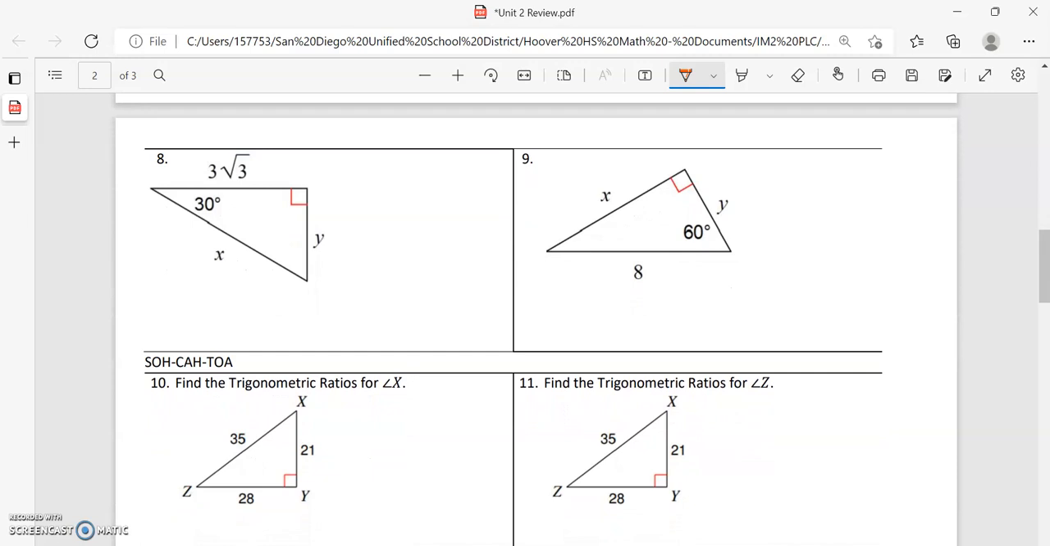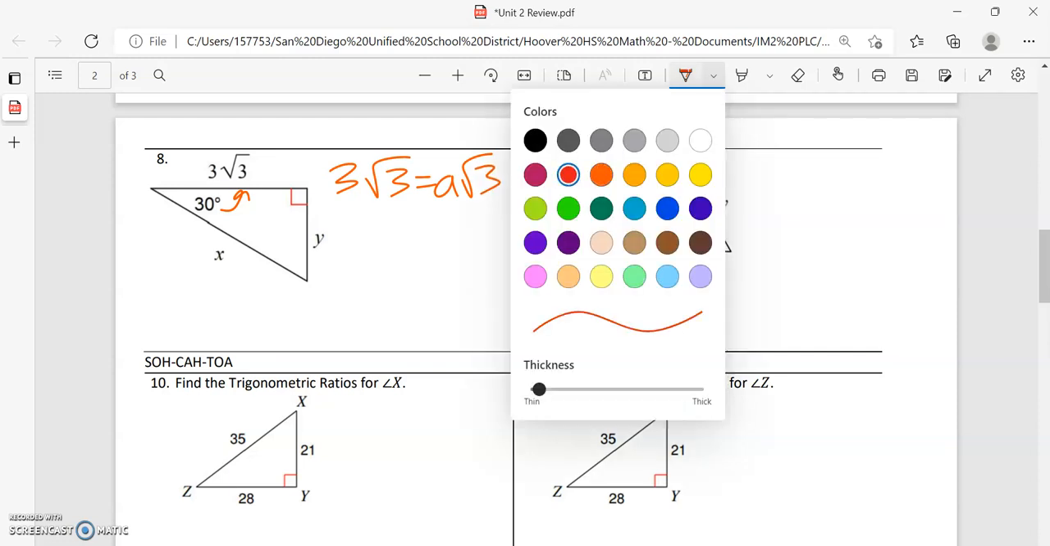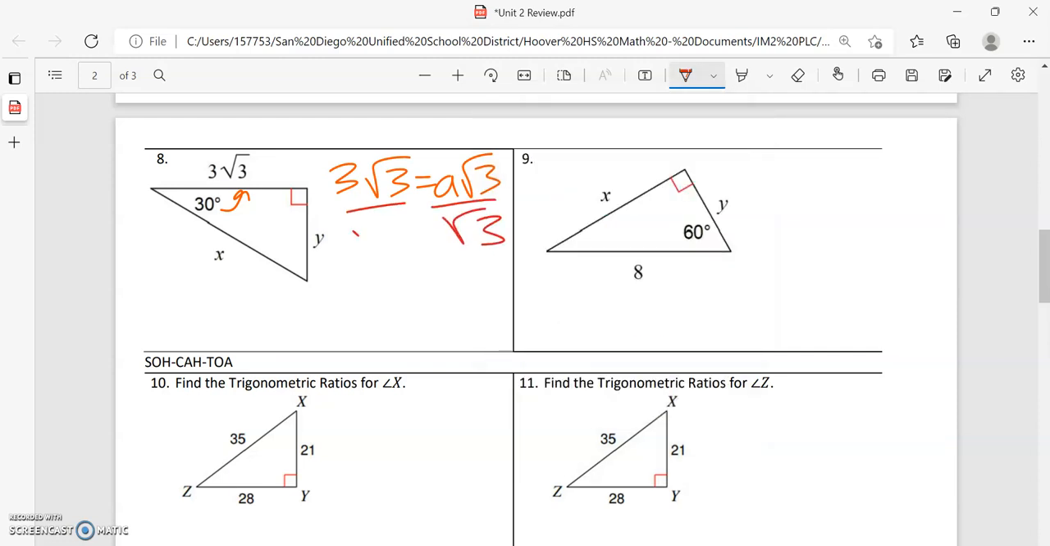All right, 2 more. So we have adjacent to 30 is 3 square root 3, and that is equal to a square root 3. We're going to divide by square root 3 on both sides, and those cross off. Our a is equal to 3. And in our example triangle, opposite 30 is going to be a, so that is simply 3. And then our x is equal to 2a, which would be 6.